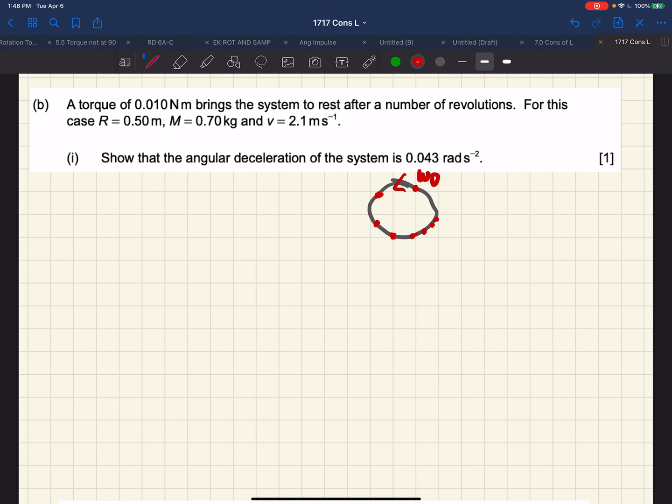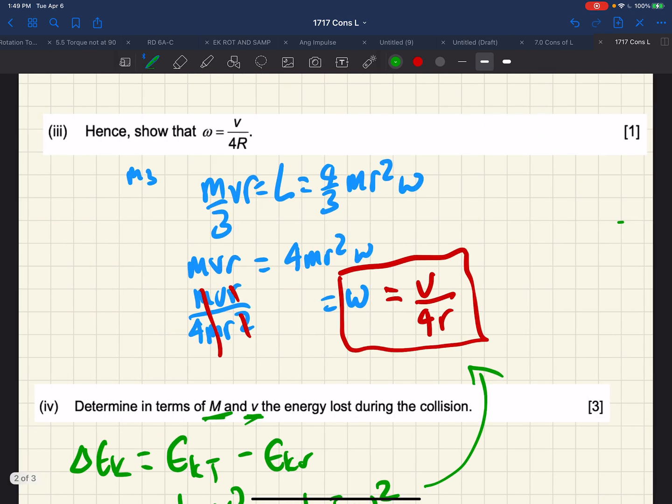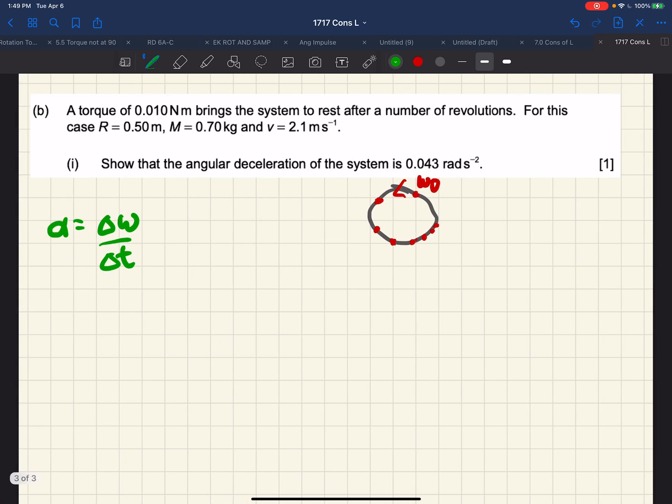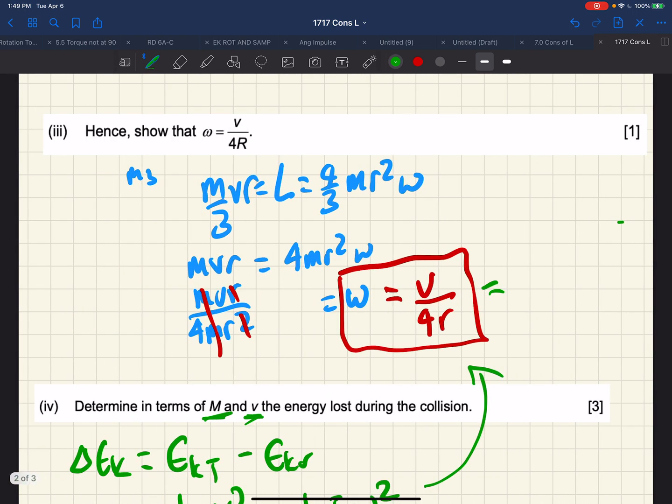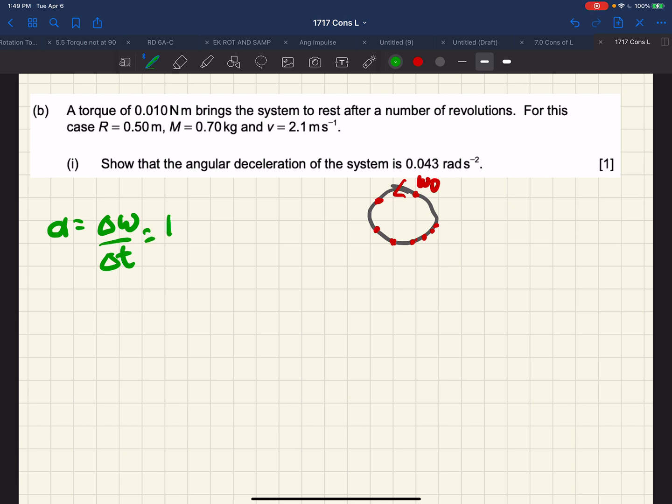Well, we want the angular acceleration, so the angular acceleration is delta omega over delta t. Now, delta omega, wait a minute, we know that it had some omega, and then it went to 0. Well, we had an expression for it here. We had a velocity over 4r, and the velocity we're told is 2.1, and r is 1.5. So 2.1 divided by 4.5 is 1.05 radians per second. So we've got a 1.05.